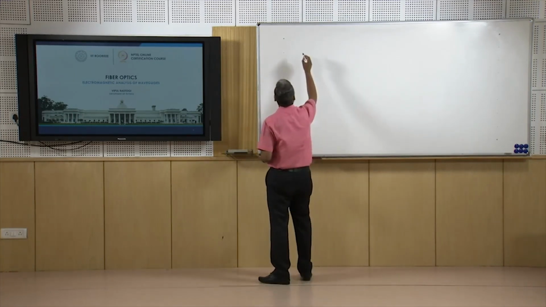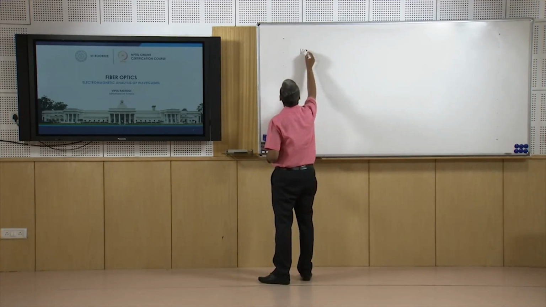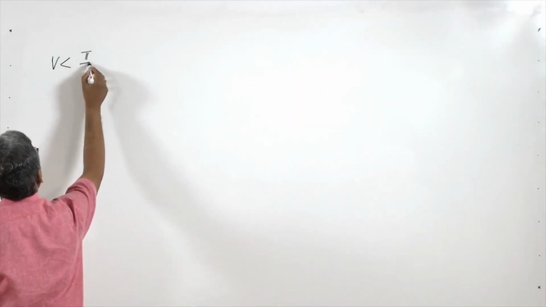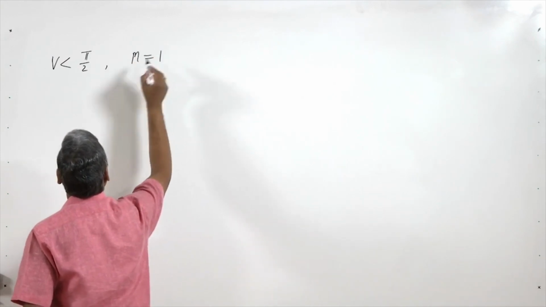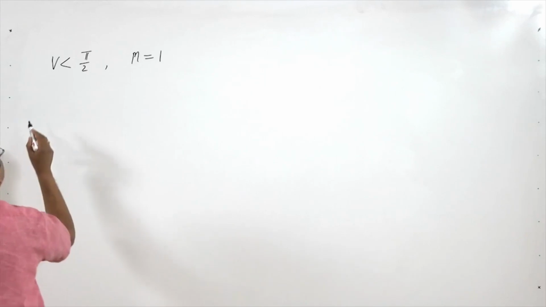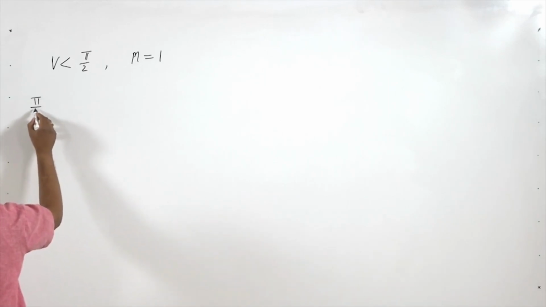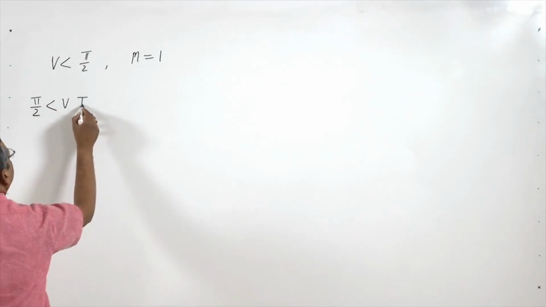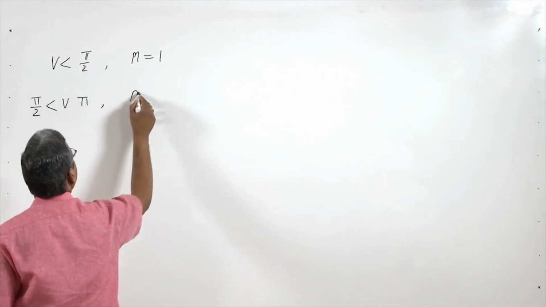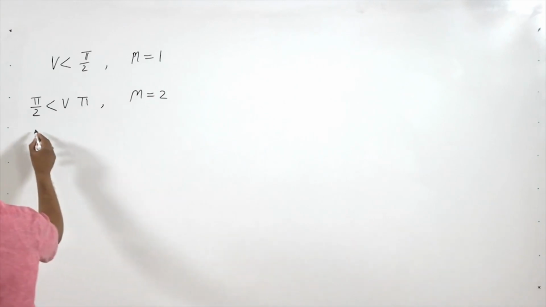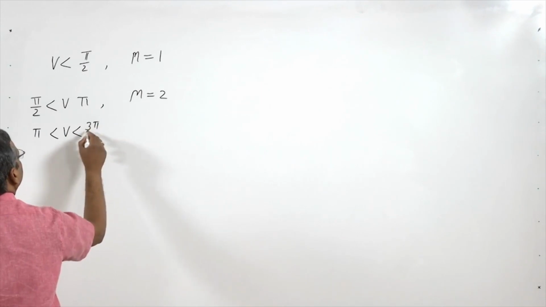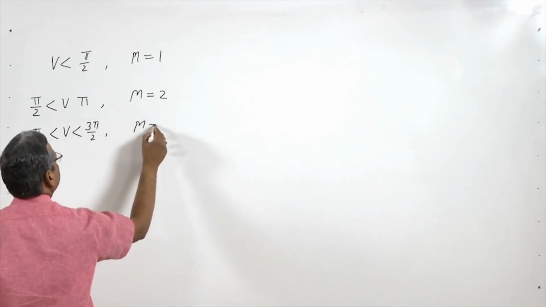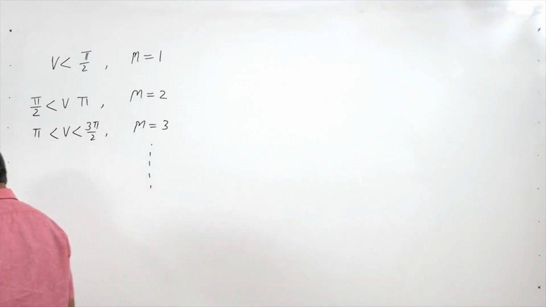In the last lecture we had seen that if for a planar waveguide V is less than pi by 2, then the number of modes is 1, it supports only one mode, and when V lies between pi by 2 and pi, there are two modes, and if it is between pi and 3 pi by 2, then there are 3 modes and so on.